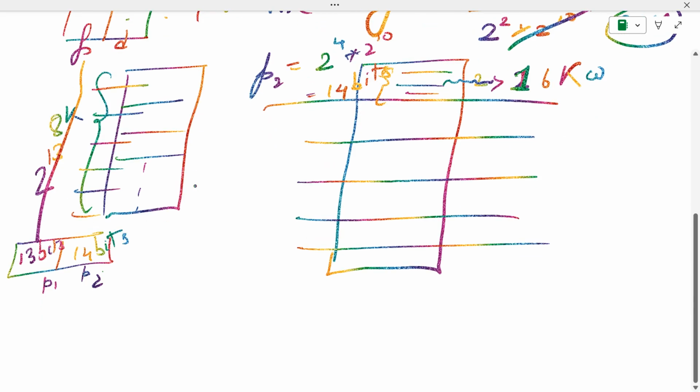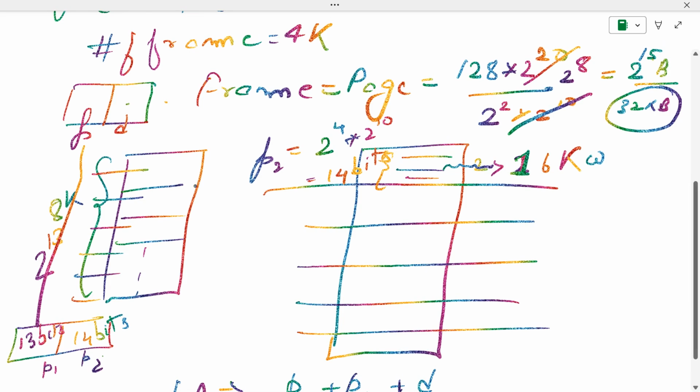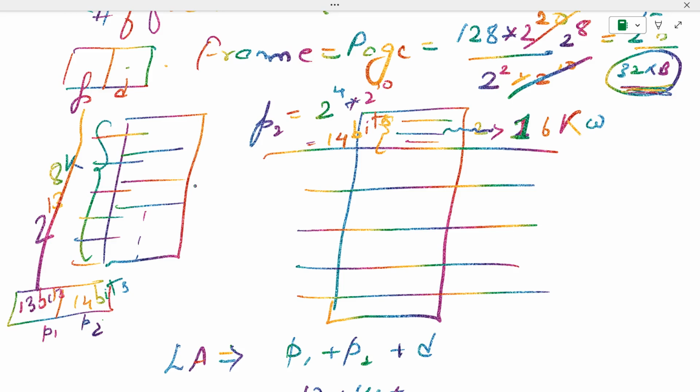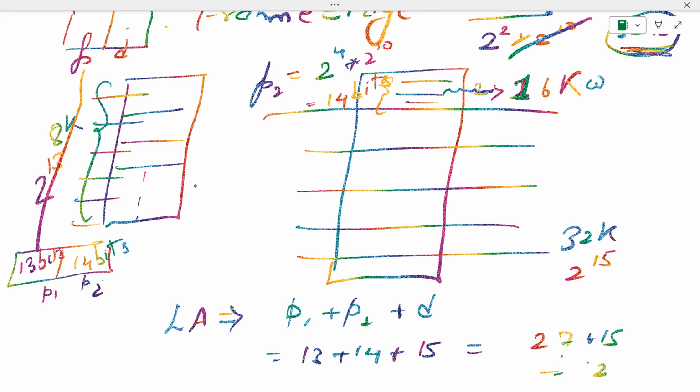Now if someone asks about the length of LA, LA is equal to P1 plus P2 plus D. So it's 13 plus 14 plus D, which we have already calculated, that is the page size, the page offset, equal to 32 KB, so 2 raised to the power 15. So altogether it is 27 plus 15, that is equal to 42 bits. So we have calculated the LA as 42 bits. Just a second, let me see.